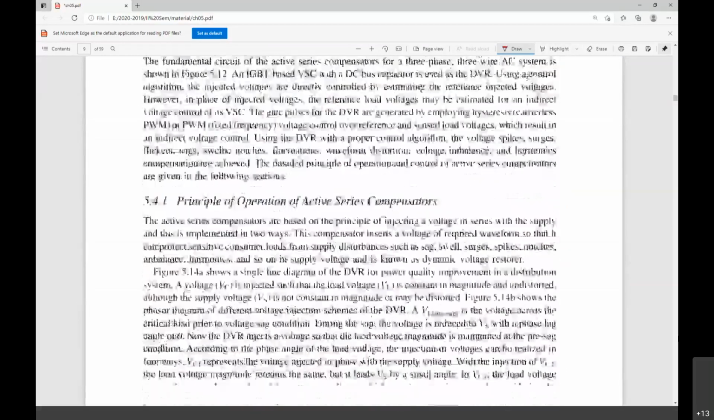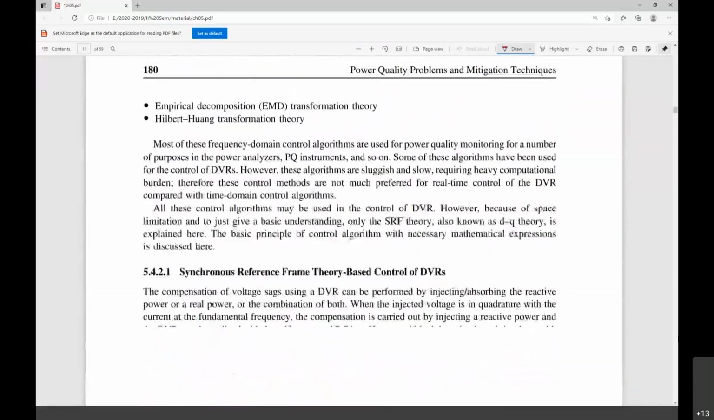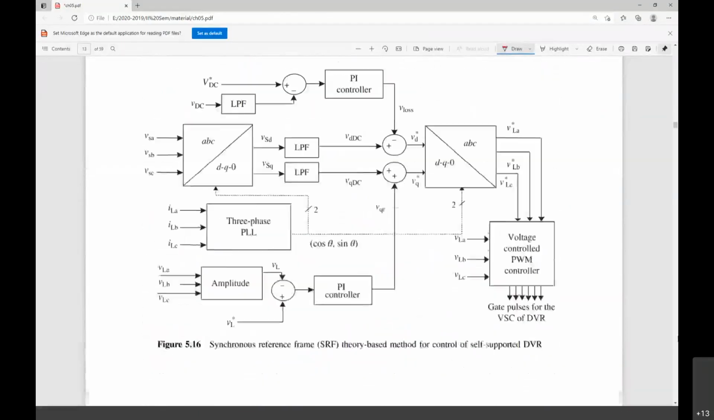We'll see one of the circuit diagrams for a case of a four-wire system.